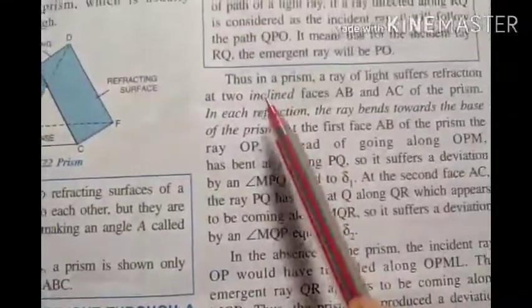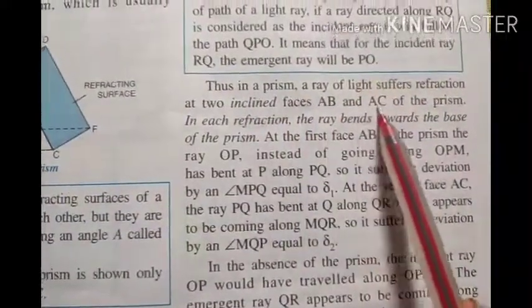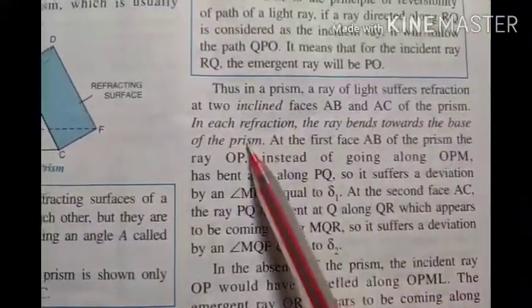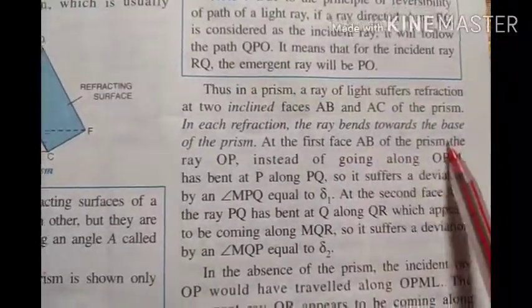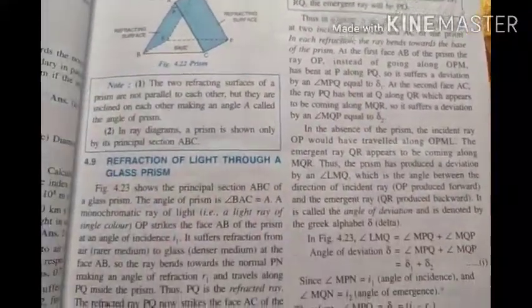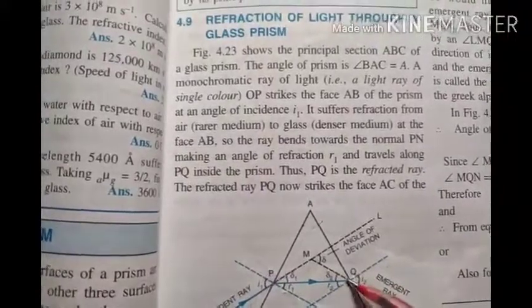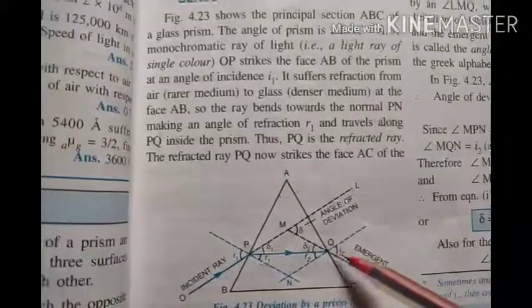So that's what they have said over here in this line. Thus in a prism, a ray of light suffers refraction at two inclined faces AB and AC of the prism. At each refraction, the ray bends towards the base of the prism. At the first face AB of the prism, the ray OP, instead of going along OPM, moves towards PQ. And this PQ, after suffering refraction at point Q, moves towards QR.